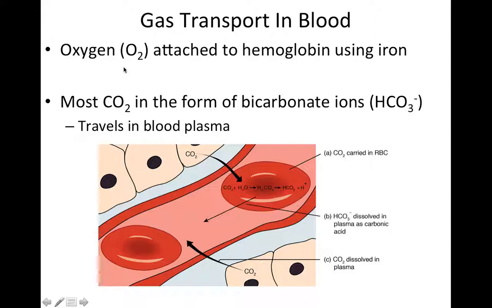When we look at gas transport in our blood, oxygen is attached to hemoglobin, and we use the element iron to do that. And that's really what gives blood its color of red. When iron attaches with oxygen, it turns like a reddish orange. And that sticks to hemoglobin, and that is attached to our red blood cells. So oxygen is carried by our red blood cells. It gets released into our tissues.